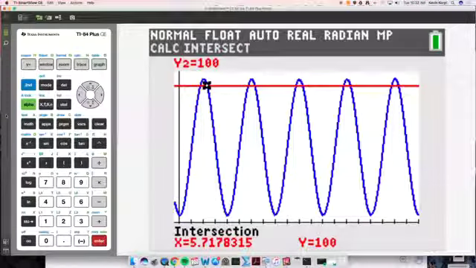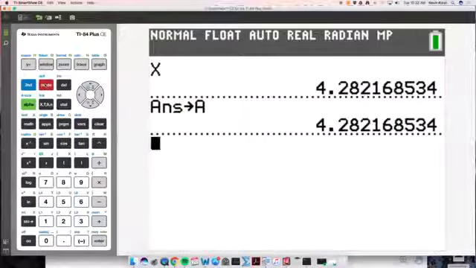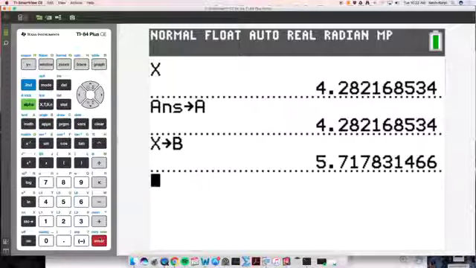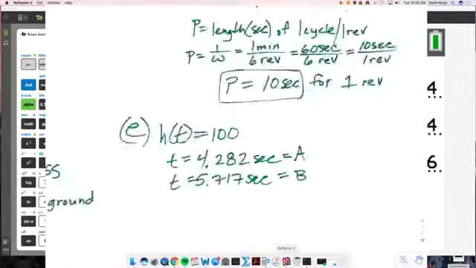So again, to store it as B, we'll just go to the home screen, second mode. Now, you don't need to hit X enter. You could just say X STO alpha B, which is just to the right of alpha A. And if you hit enter, it'll show up, 5.717. Good thing we stored the first one as A because it overrode it immediately when we found the next one. All right, so now that we have them stored as A and B, we are ready to answer the question.